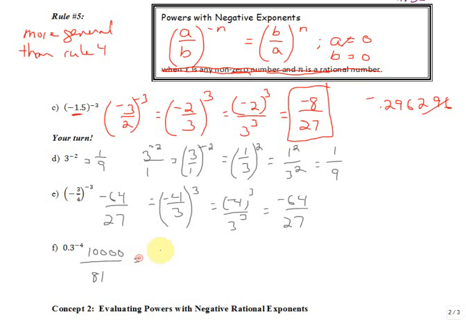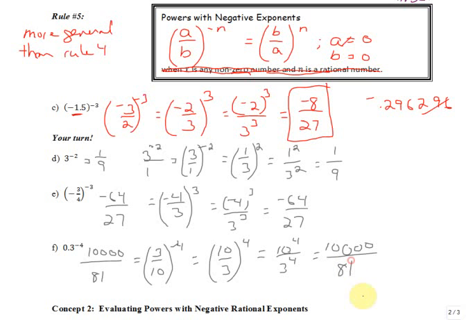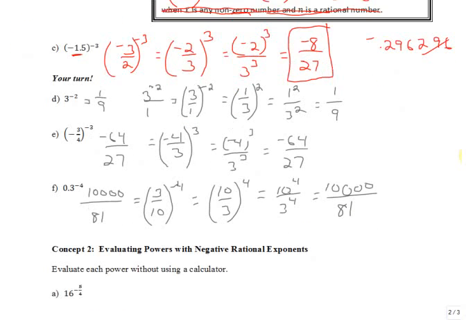And this one, we need to change this to a decimal, which is to a fraction. So it's 3 over 10 to the negative 4, which is 10 over 3 to the 4, which is 10 to the 4 over 3 to the 4, which is 10,000 over 81. And check it with your calculator because it's so easy to check it. It makes me very sad when you have careless mistakes that you didn't catch because you didn't check it with your calculator.